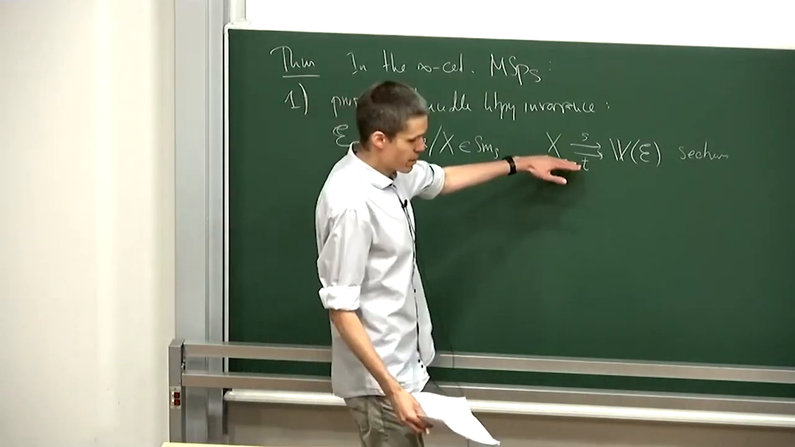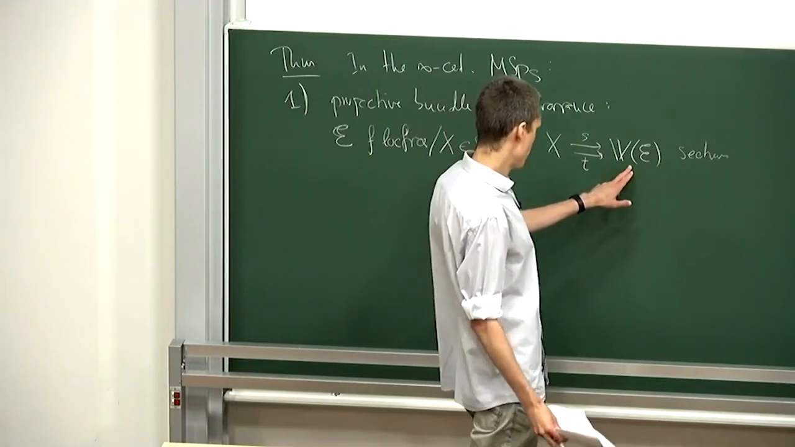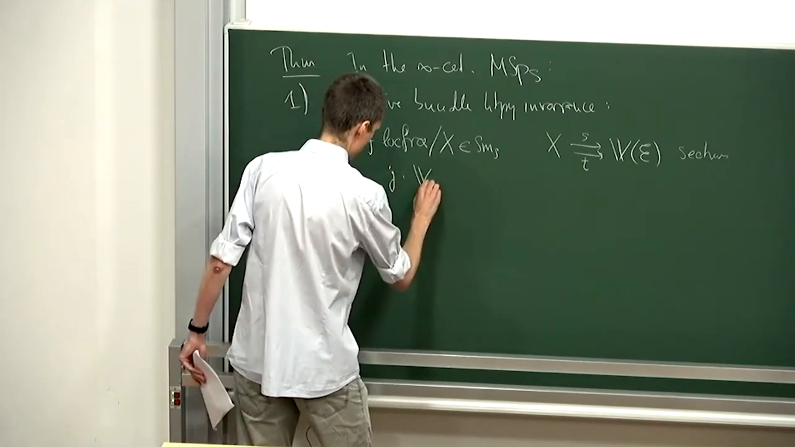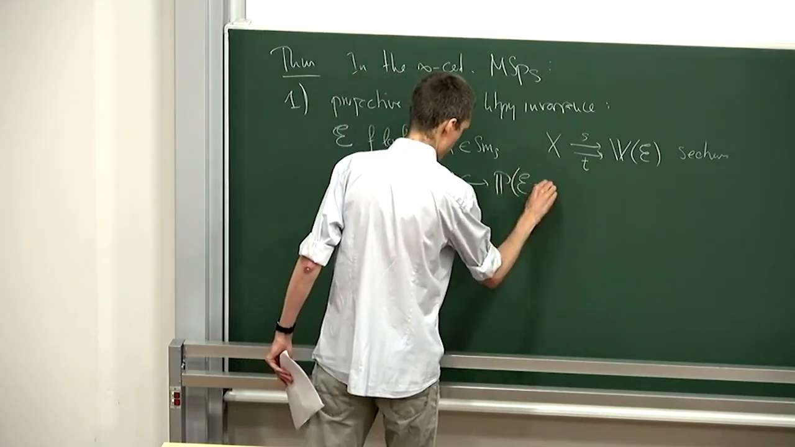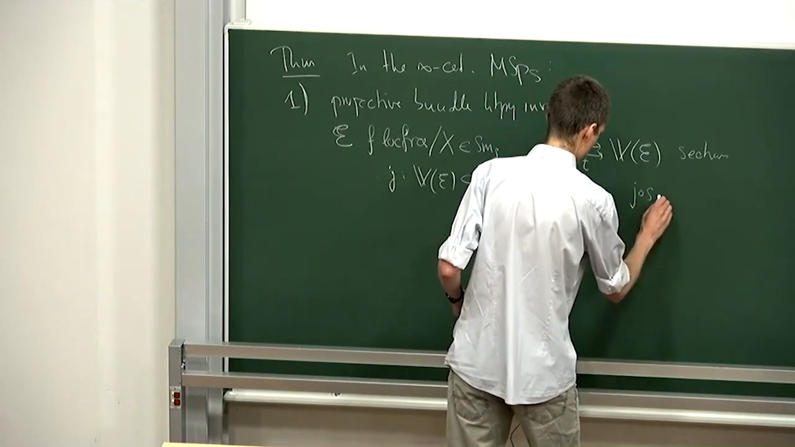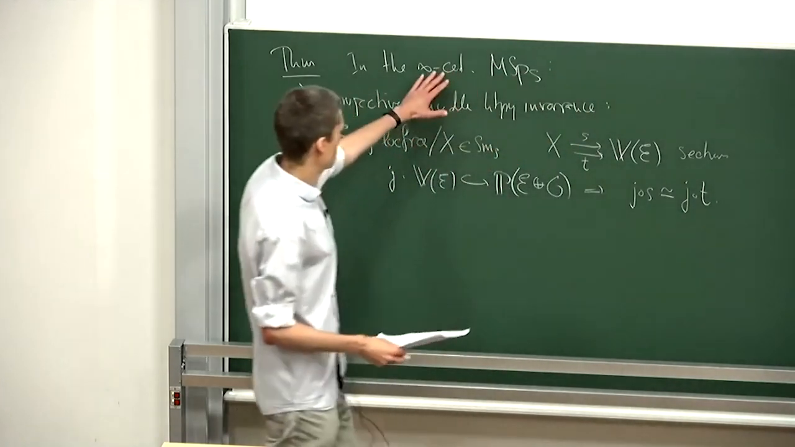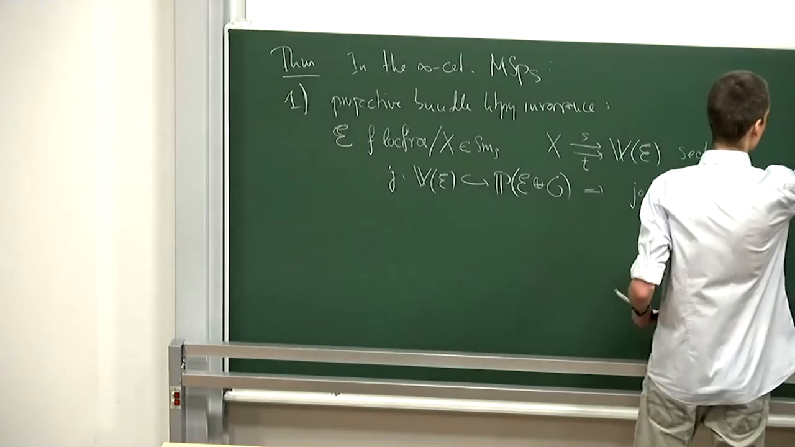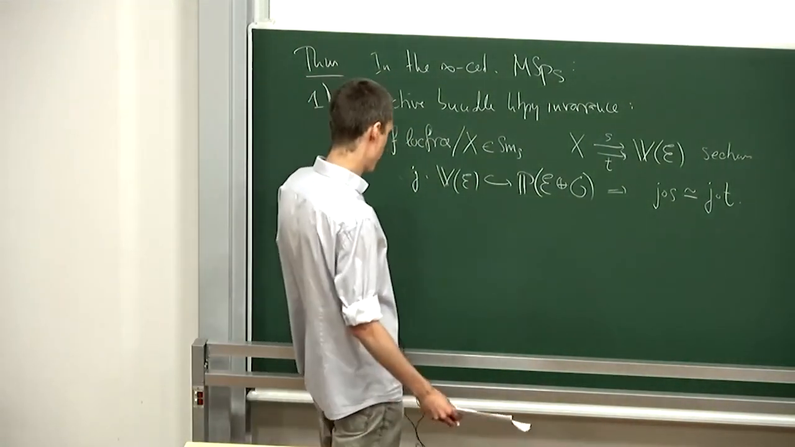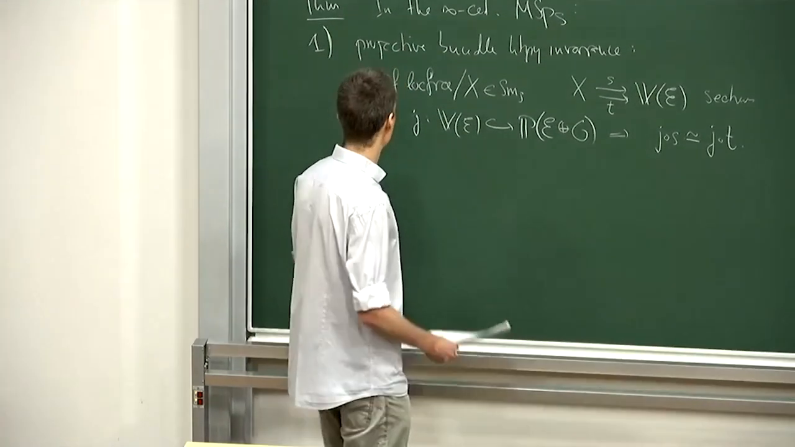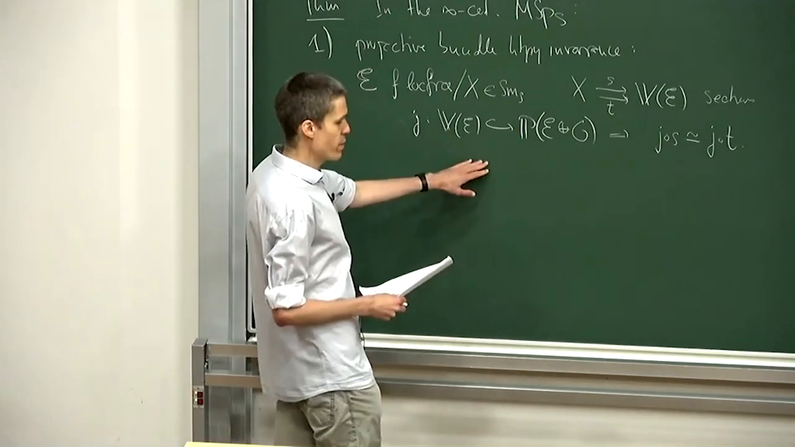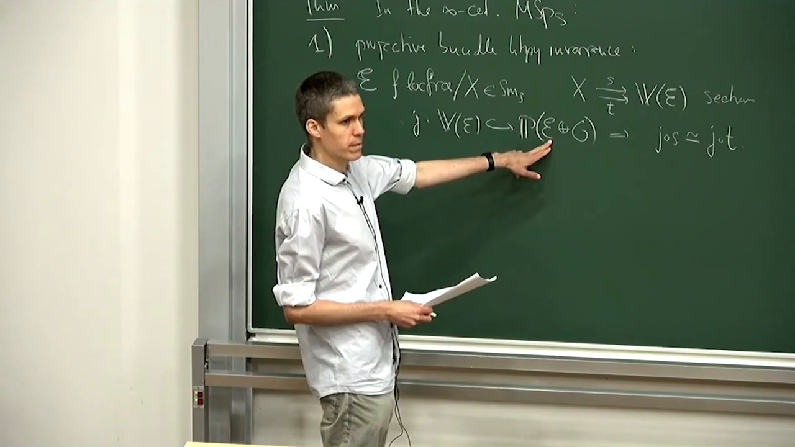Of course in A1 homotopy theory, these two sections would be homotopic to one another, but here they will become homotopic after you pass to the projective bundle. So let me call J the inclusion of V(E) in P(E plus O), the projective completion of the vector bundle. Then J composed with S and J composed with T are homotopic in this category. So if you take E equal to O itself, this is P1 homotopy invariance. But it's a strictly more general statement, which we really need in practice. To make use of this, we really need E to be a non-trivial bundle in examples.